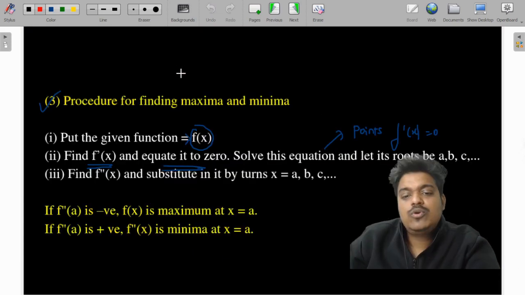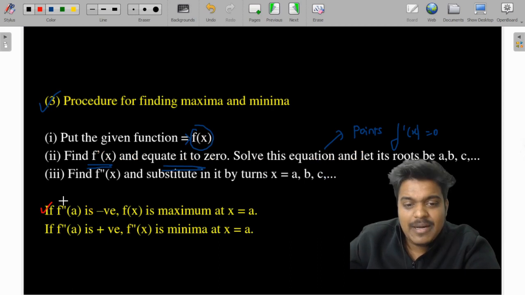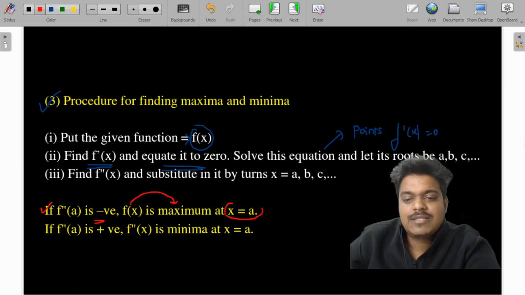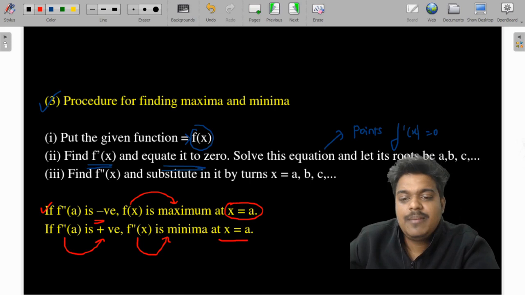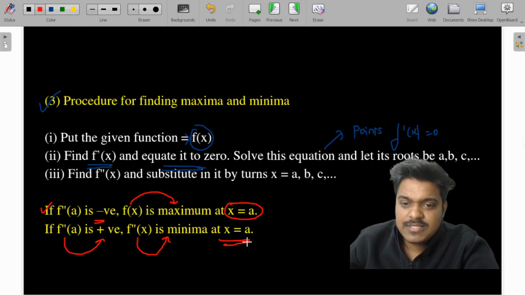So you know how to solve a problem: if f double dash a is negative, it means that f is having a maximum value at x equal to a. If f double dash a is positive, that means f has a minima at x equal to a. I hope this is clear to you.